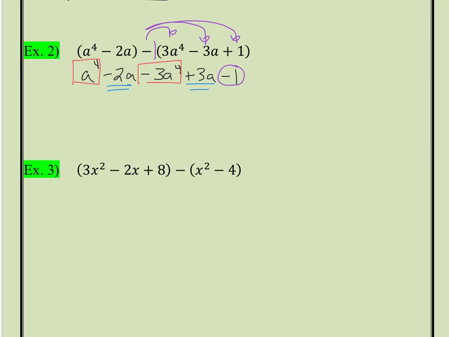So to collect those like terms, I've got 1, because there's a 1 in front of here. 1 plus a negative 3 is a negative 2, a to the 4th. And then a negative 2 and a positive 3 is a positive 1a. We don't write coefficients of 1. And then you tack on your constant of negative 1.